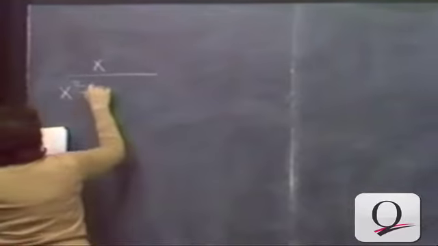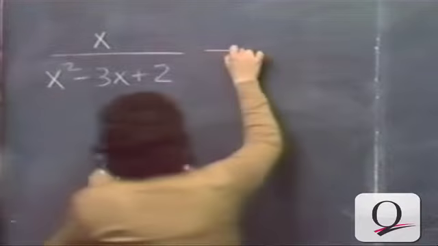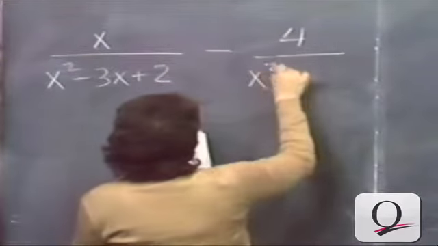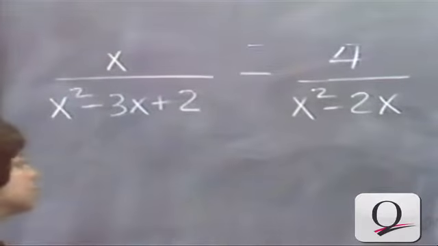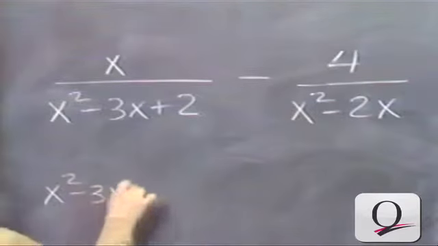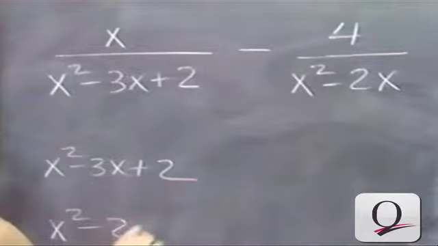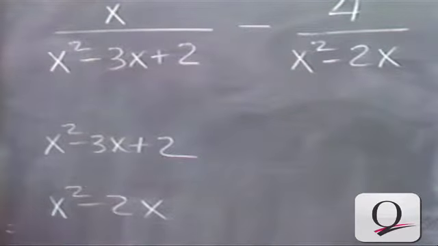x over x squared minus 3x plus 2, take away 4 over x squared minus 2x. First job is to find the LCD, and we're going to have to factor these denominators completely. And then we'll be able to determine the LCD.